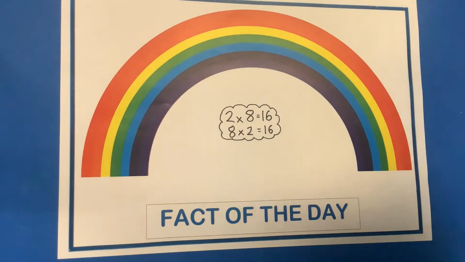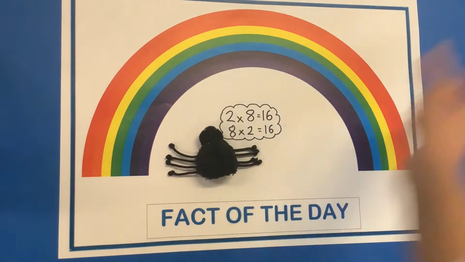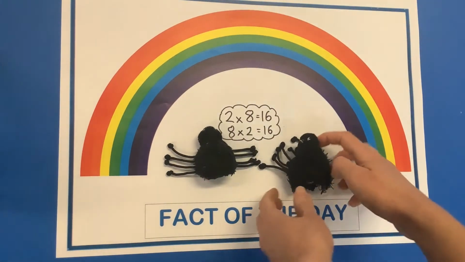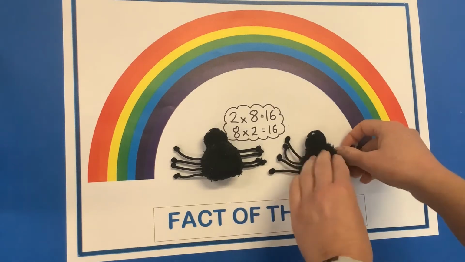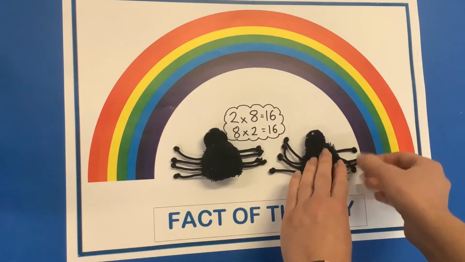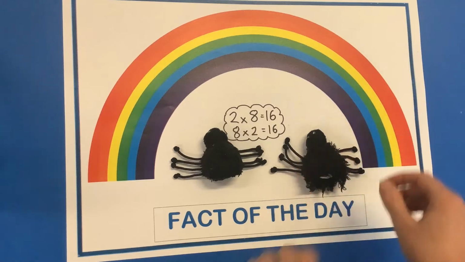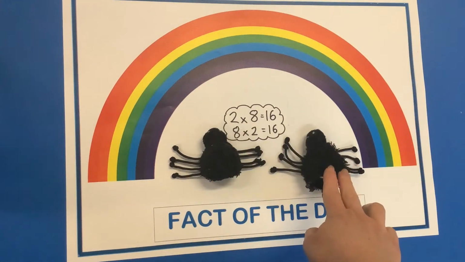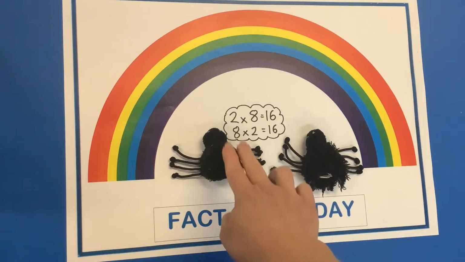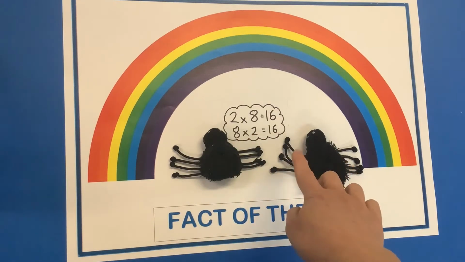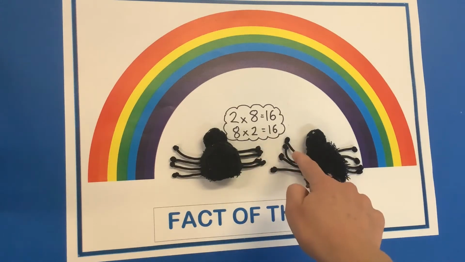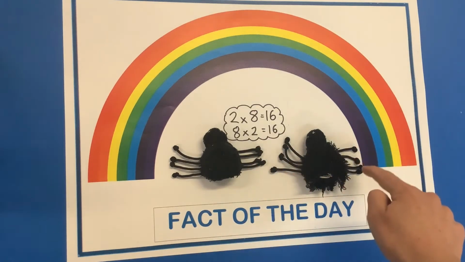So I've got 2 little Sid the Spiders. Now I've borrowed from Year 4 there, Sid the Spider. Can we see that we have got one lot of 8 and another lot of 8? So 8 times 2, and if we count the legs, 1, 2, 3, 4, 5, 6, 7, 8, 9, 10, 11, 12, 13, 14, 15, 16.